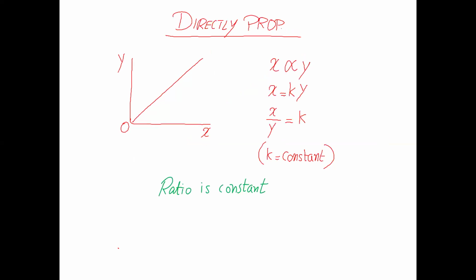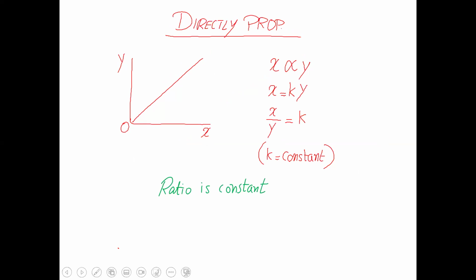Okay. So now we put our concept: directly proportional. Directly proportional is a concept from maths. Directly proportional means if one quantity doubles, the other quantity also doubles. If one quantity becomes half, the other quantity also becomes half. This is called directly proportional. It has a constant ratio.